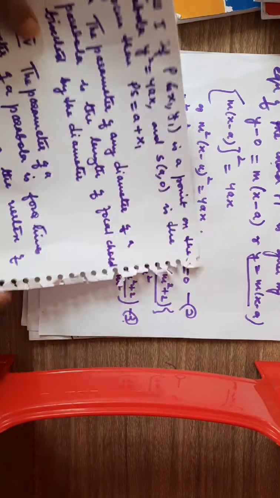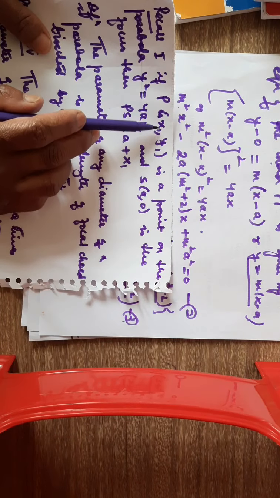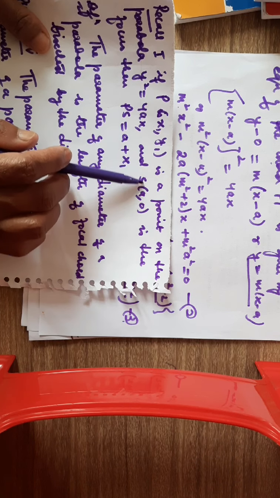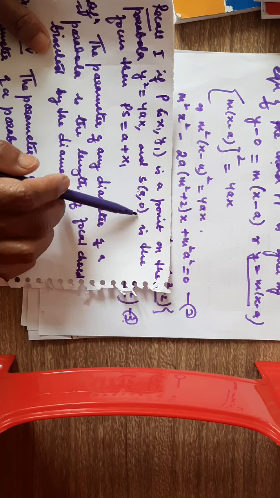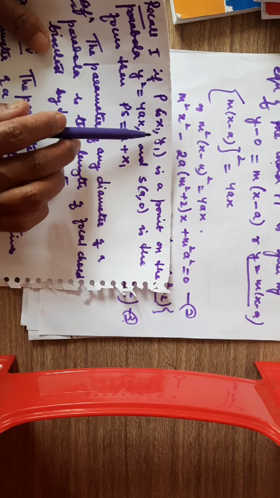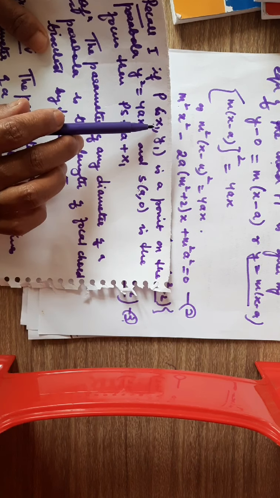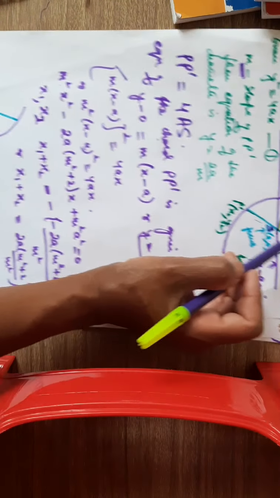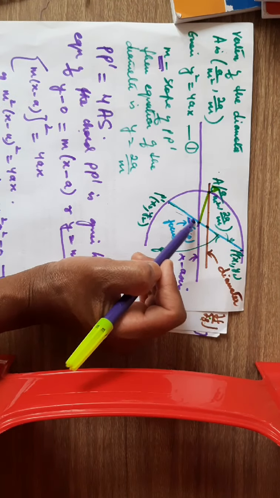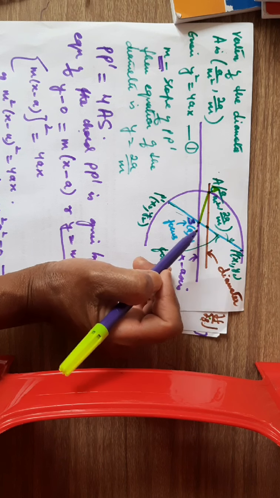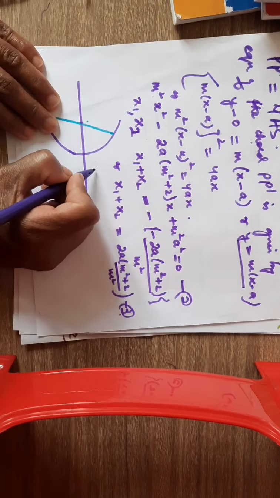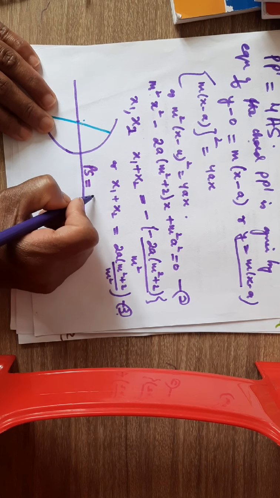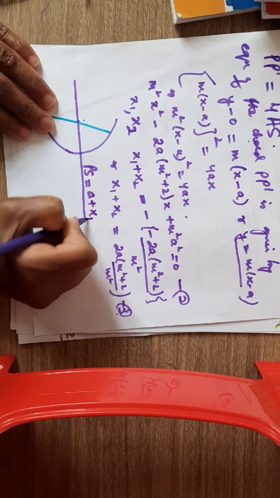Now using this formula, if P (x1, y1) is any point on the parabola, and S is the focus having the coordinate (a, 0), then what is PS? It will be given by a plus x1. So here, from this figure, the coordinate of P is (x1, y1) and S is (a, 0), so PS will be equal to a plus x1.